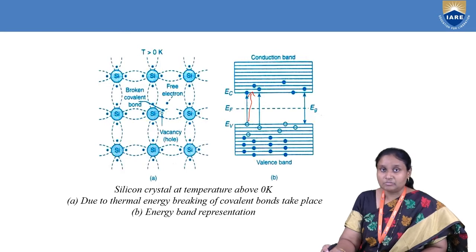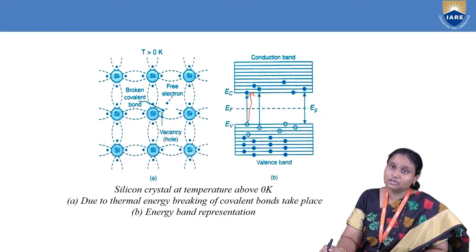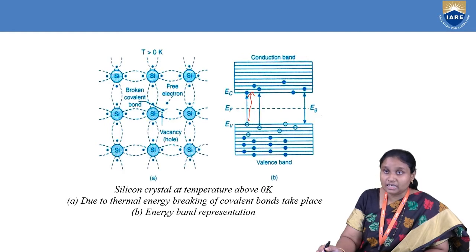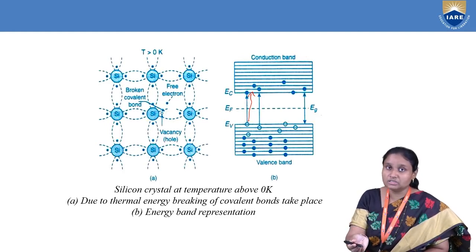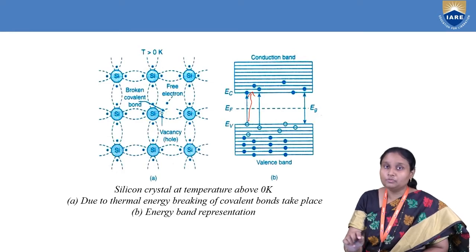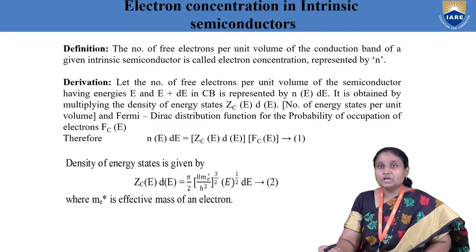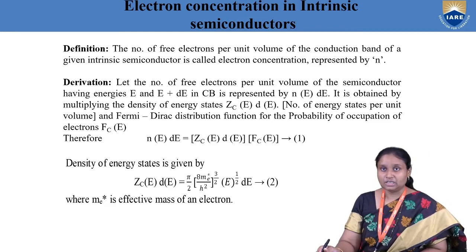And in intrinsic semiconductors, number of holes in valence band will be equal to number of electrons in the conduction band. So that's why we have to get expression for number of electrons in the conduction band, or density of electrons in conduction band, or number of holes per unit volume in the valence band. So we are going to calculate number of electrons per unit volume in conduction band, number of holes per unit volume in the valence band. So in our next slides, we are going to derive expression for both electron and hole concentration. First, we are going to start with electron concentration in intrinsic semiconductors.